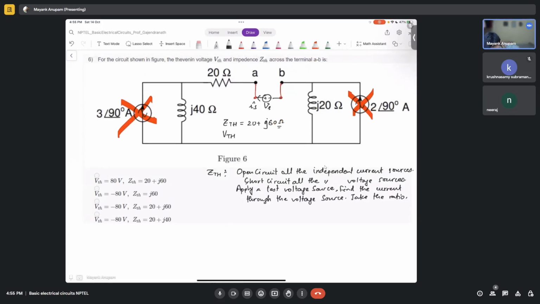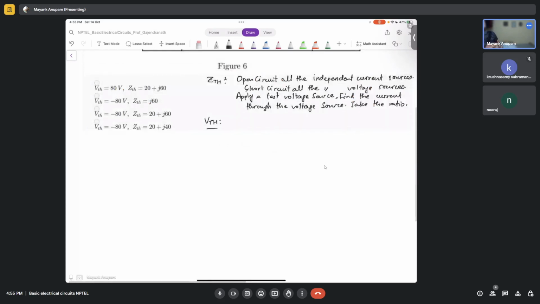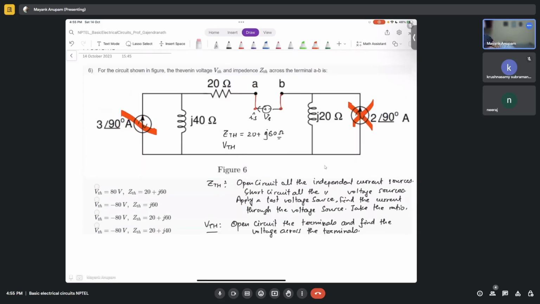What do you do for VTH? Open circuit the terminals, and find the voltage across the terminals. Since you have two current sources here, you have to do it for this. So you have open circuited it. Now you have to find out the voltage like this, in this manner. So this is VTH. So what is VTH? Tell me.